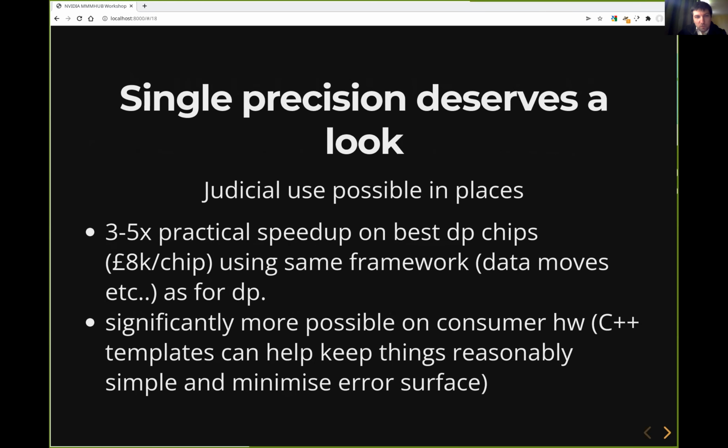In my view, single precision also deserves a look. It is significantly faster even on the best hardware, and it's much faster than double precision for various other reasons on consumer hardware. If it's judged that it could be a good replacement for some algorithms, I think it's a very good idea to use it. And C++ templates can help tremendously with managing all the complexity of having the split codes.